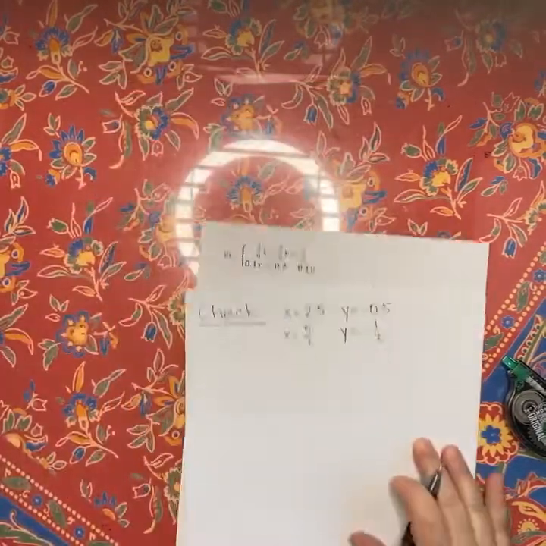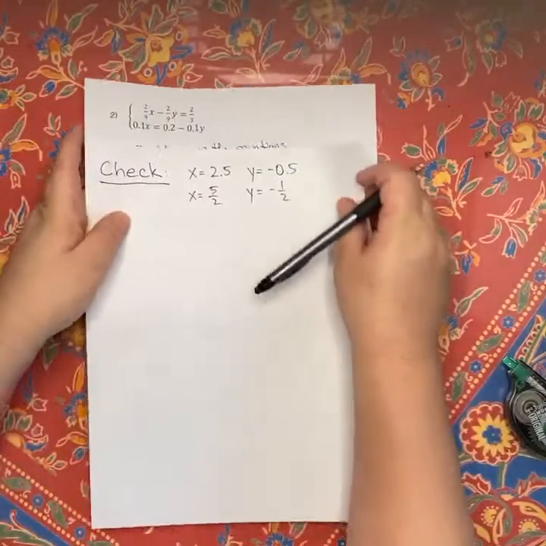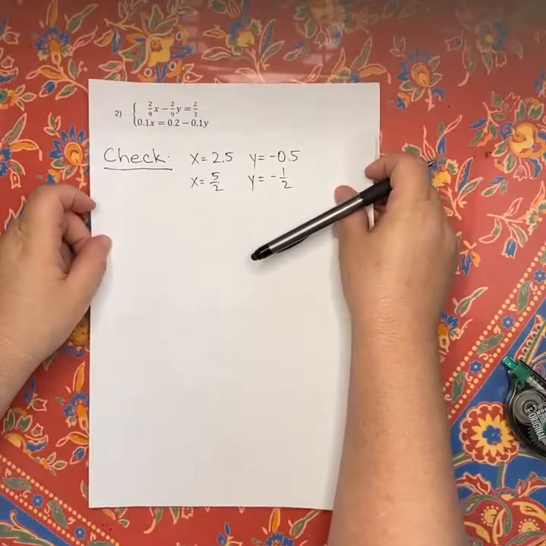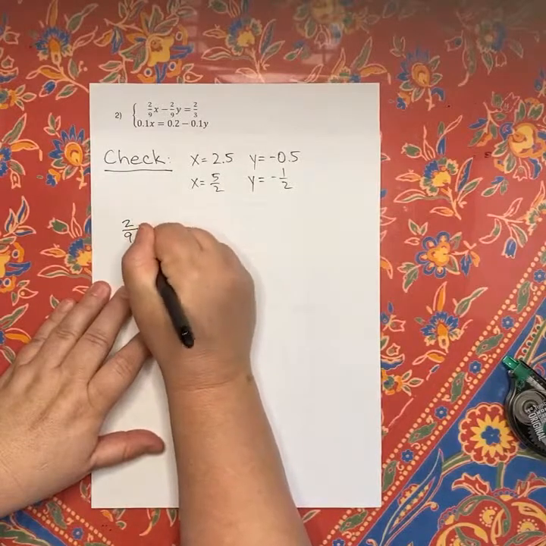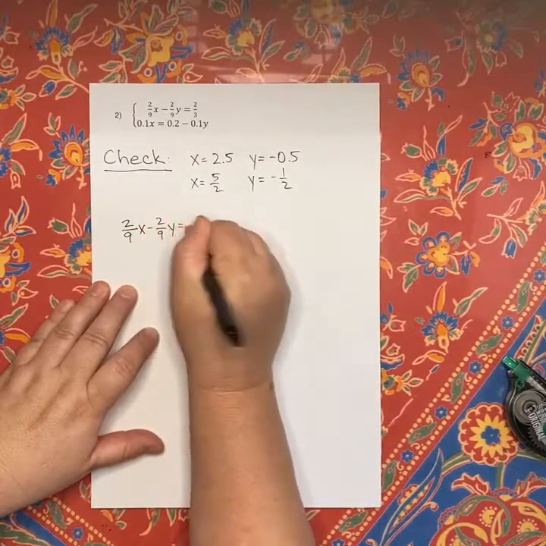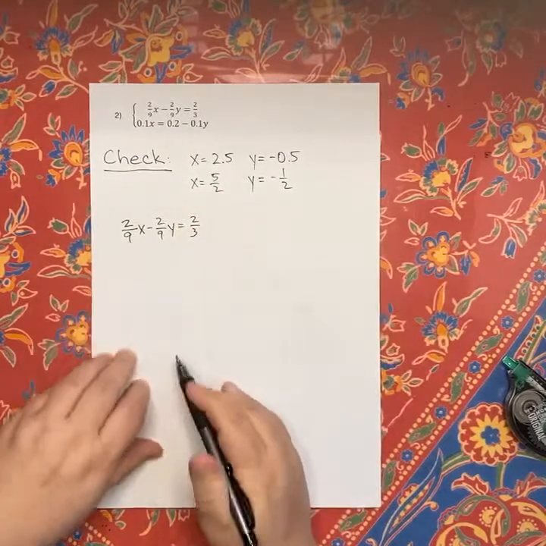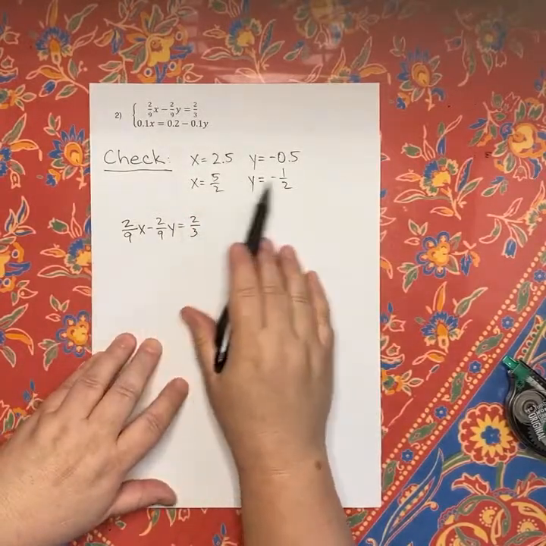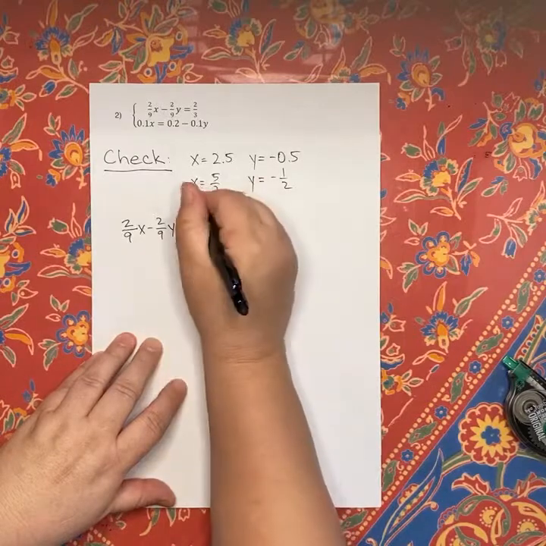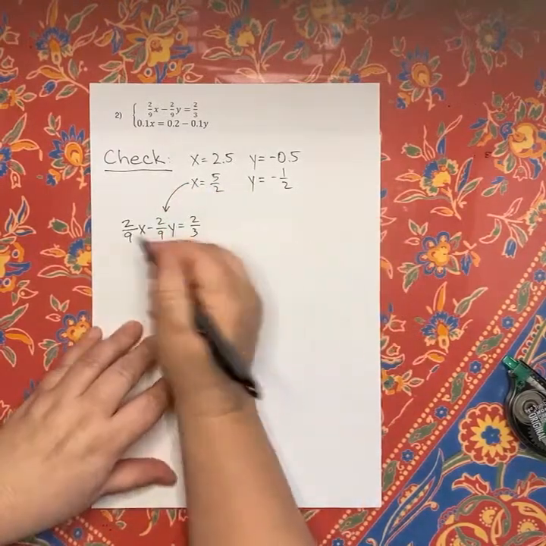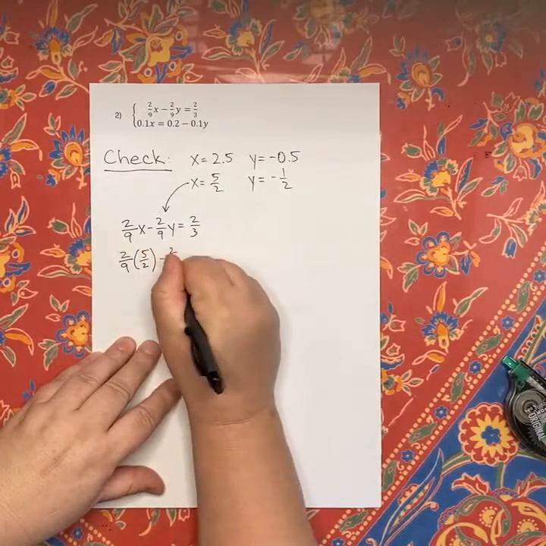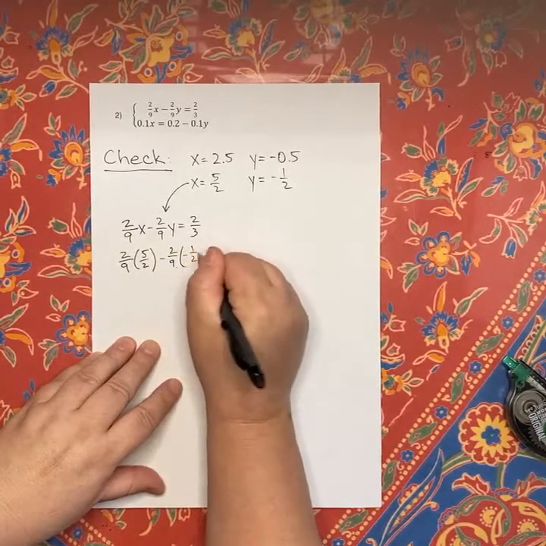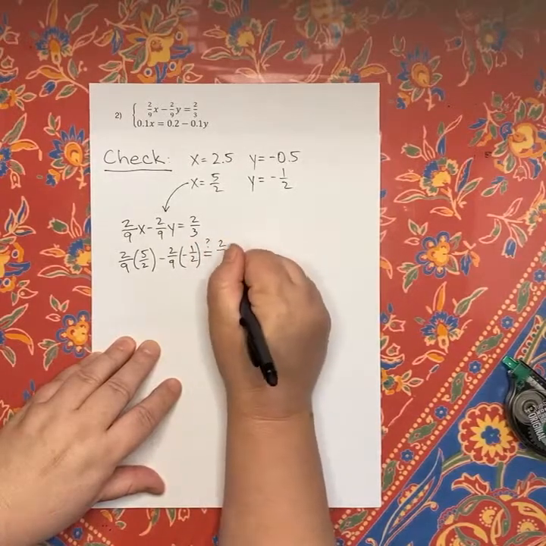Now, having both of those is going to be really nice because our equations are mixed, right? One of our equations is a fraction. So 2/9 x minus 2/9 y equals 2/3. So I think I'm going to go ahead and use the fractions to check this one. So this is 2/9 times 5/2 minus 2/9 times -1/2. Is that equal to 2/3?